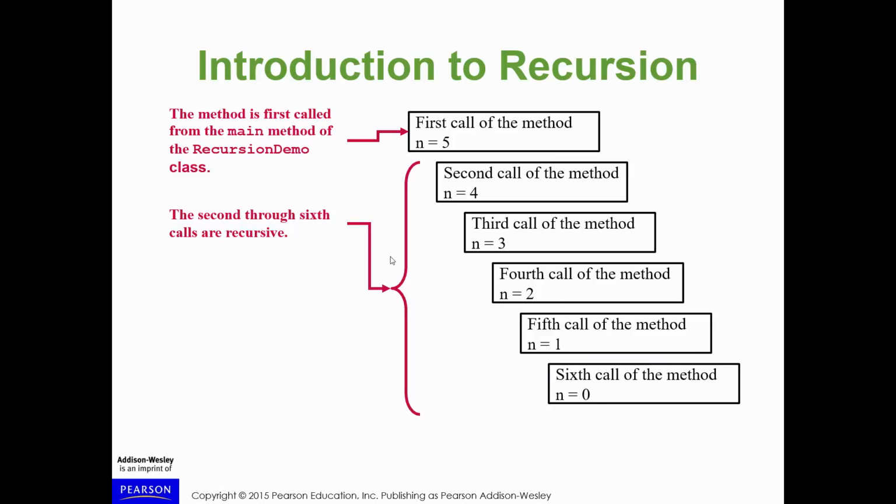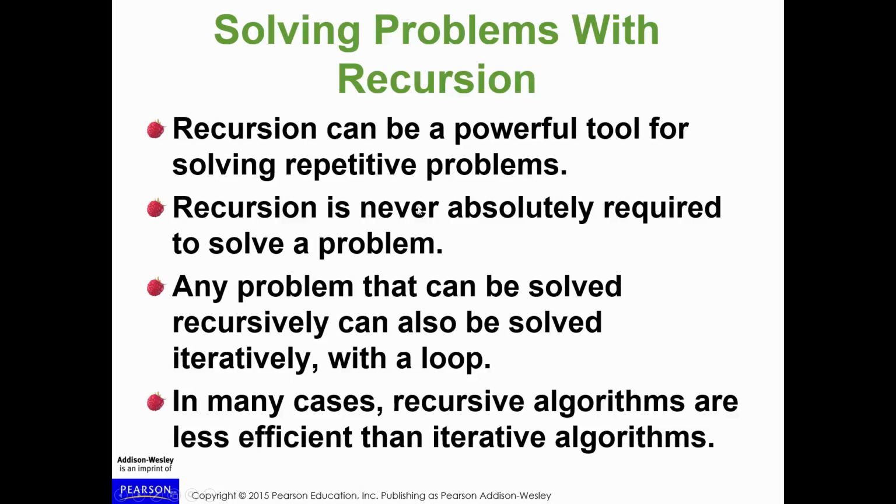So as it says, in this example here, the method is first called from the main method, and the second through the sixth time, they're called recursively. So this is called from outside of the method the first time. The other ones are called by the method itself. So recursion, again, is the method calling itself. All right?